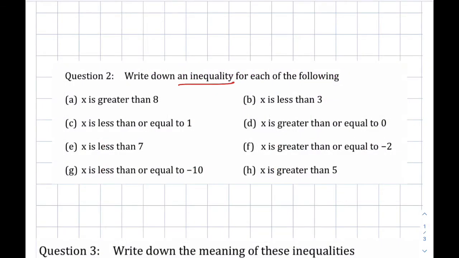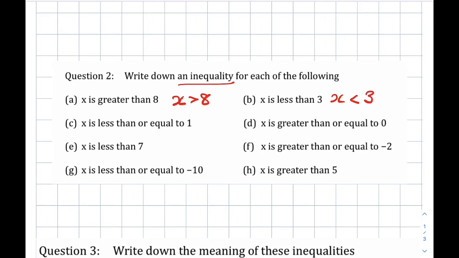Let's have a quick look at number 2, where it's asking us to write down an inequality for each of the following. So we need to represent each as an inequality. x is greater than 8. How can we write that as an inequality? x is greater than 8. That's all you need to write. For part B, we're looking at x being less than 3. How can we write that using the inequality? x is less than 3. That means we're looking at any values which are less than 3.